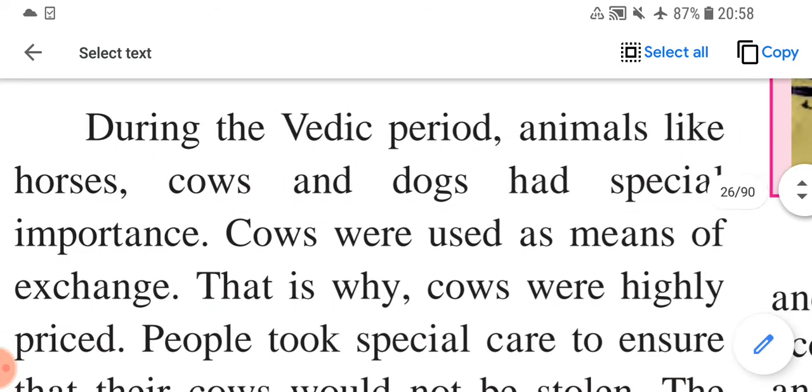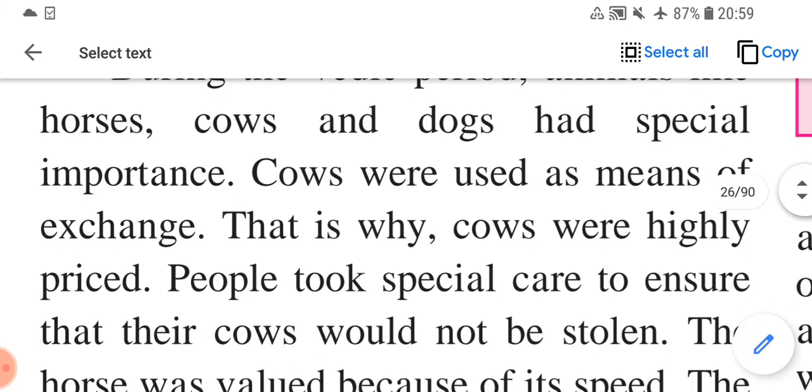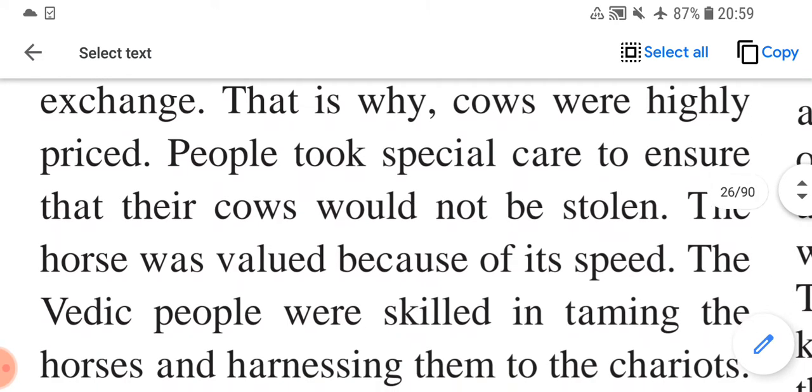During the Vedic period, animals like horses, cows, and dogs had special importance. Cows were used as a means of exchange. They used to exchange things for cows. If they wanted clothes and so on, that was the barter system we had beforehand. That is why cows were highly priced.